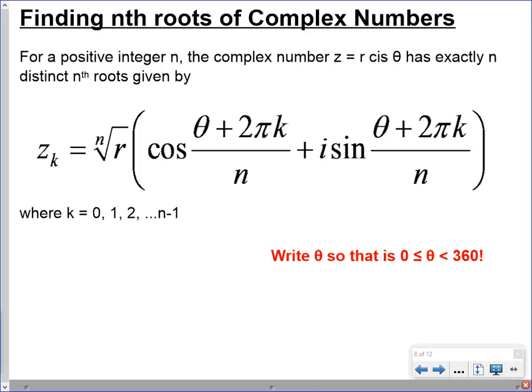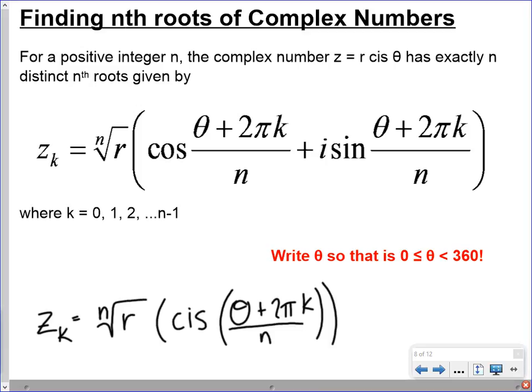In your notebook, if you wanted to, and you're comfortable with cis notation, you can make it look a lot nicer by writing it with cis instead of the two separate ones. So I'll write it as cis down here. That doesn't look terrible. No, it's not so bad.